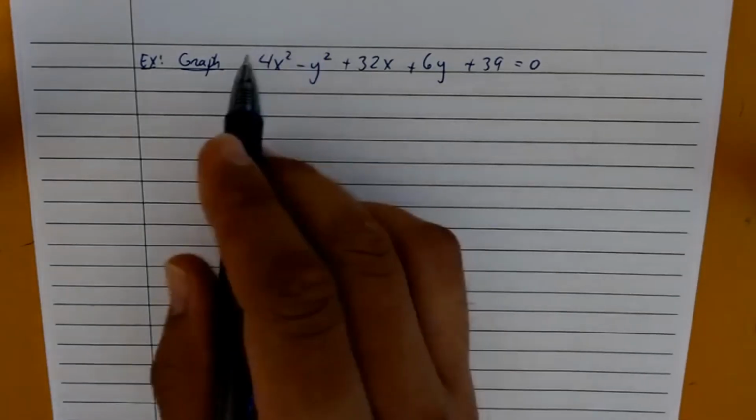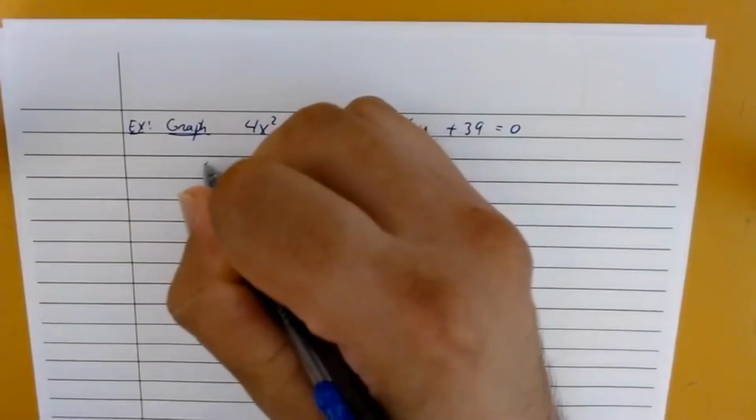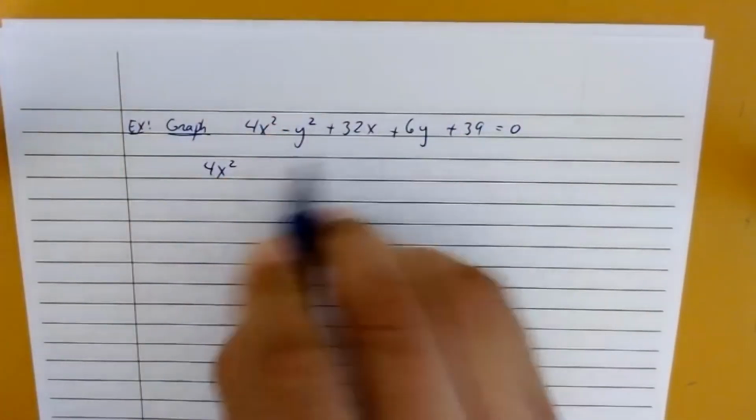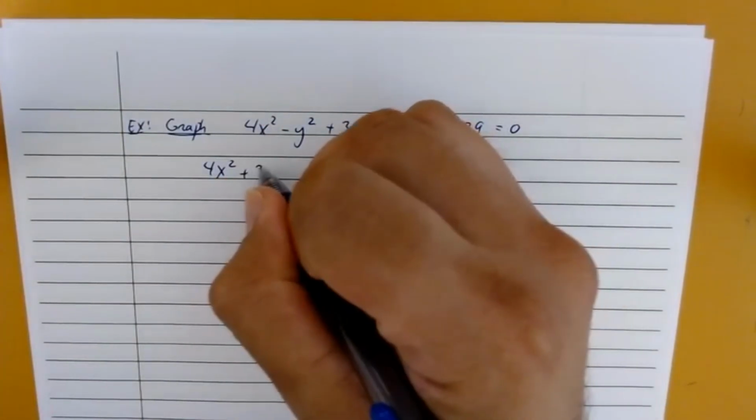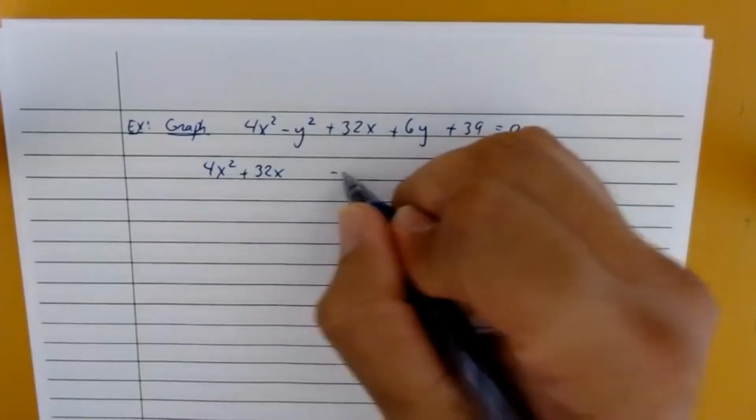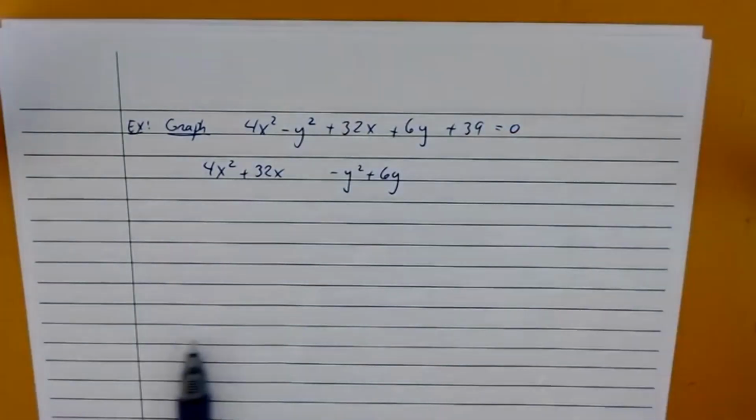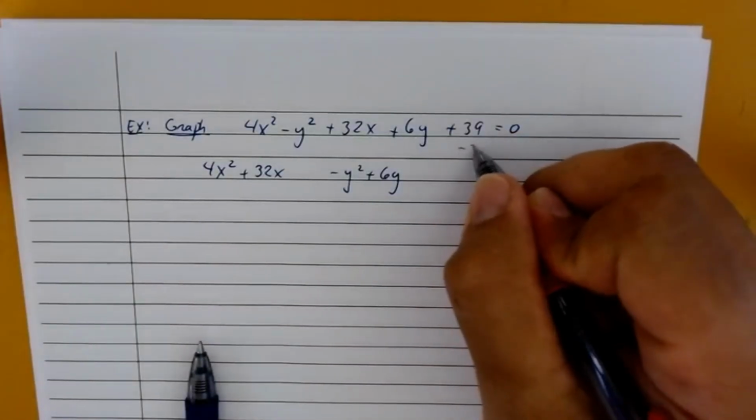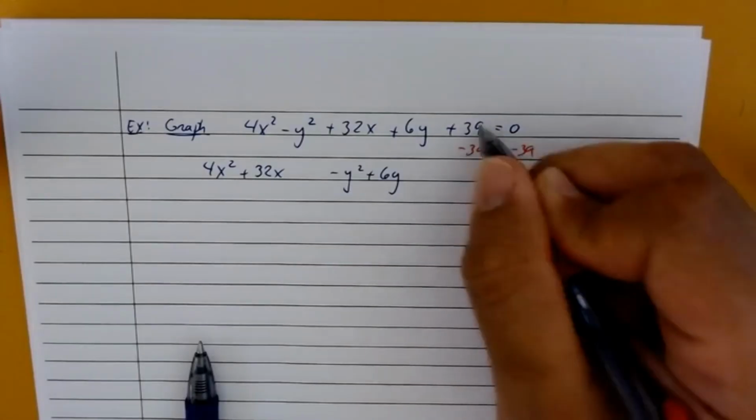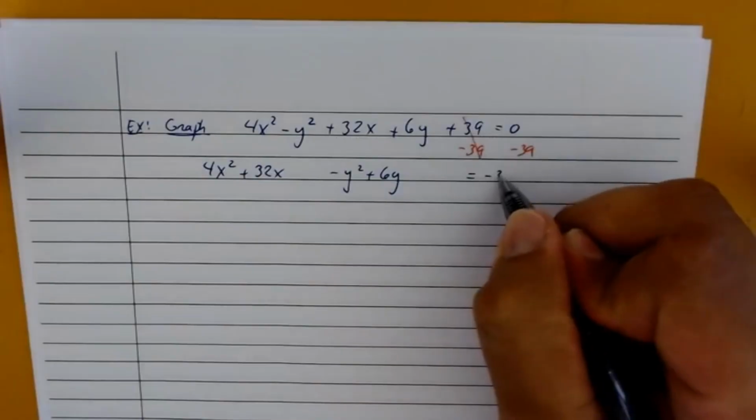All right, so to complete the square, we're going to gather our x terms together. That's going to be 4x squared plus 32x, leave a little space there, minus y squared plus 6y. And then let me subtract my 39 over to the other side, because we want our constant over there.